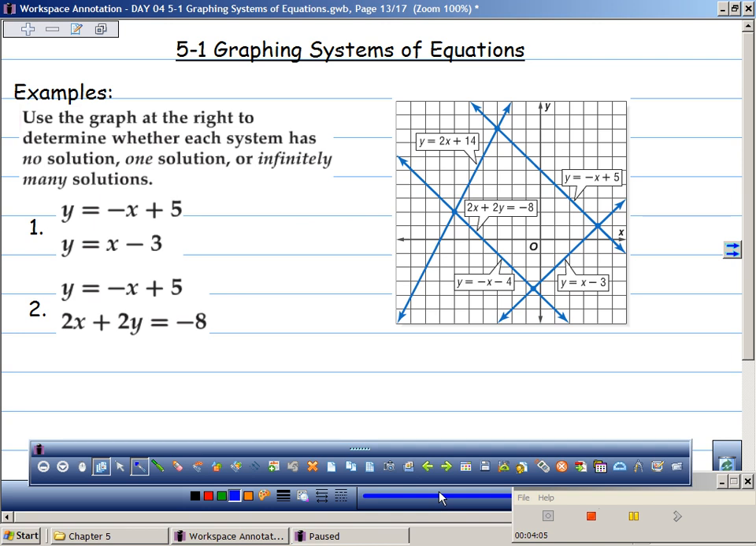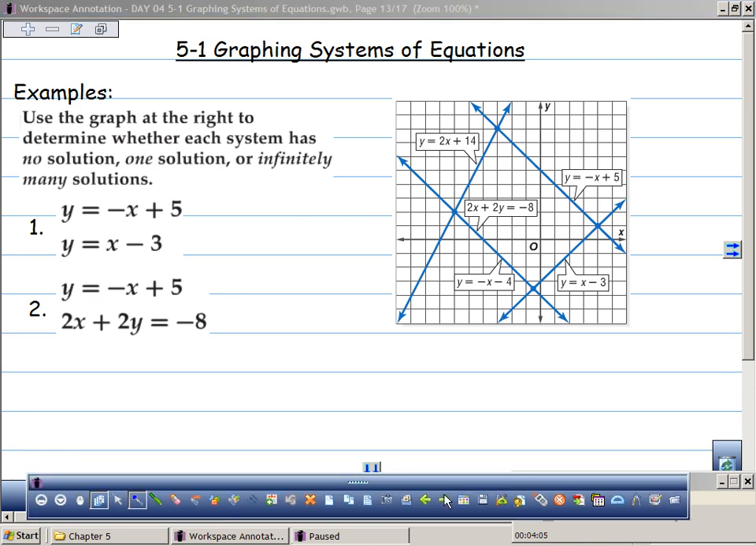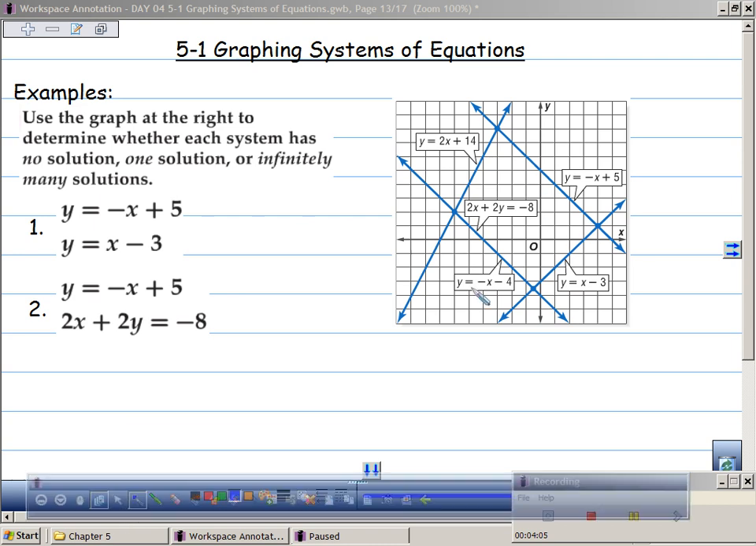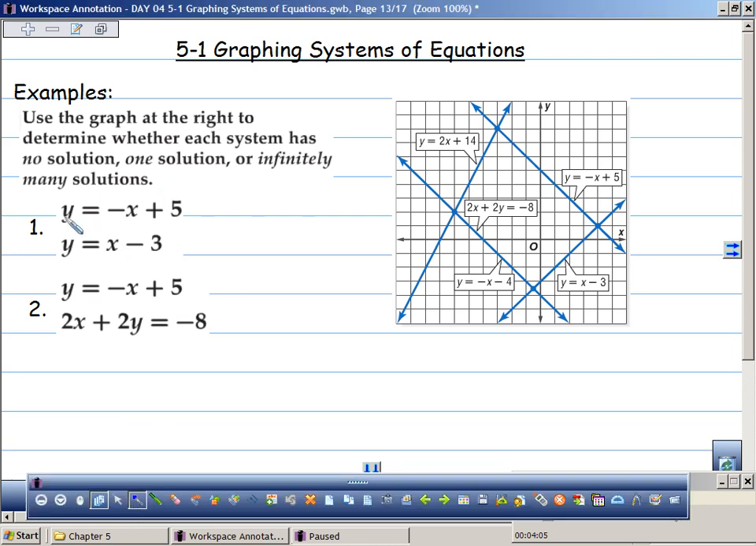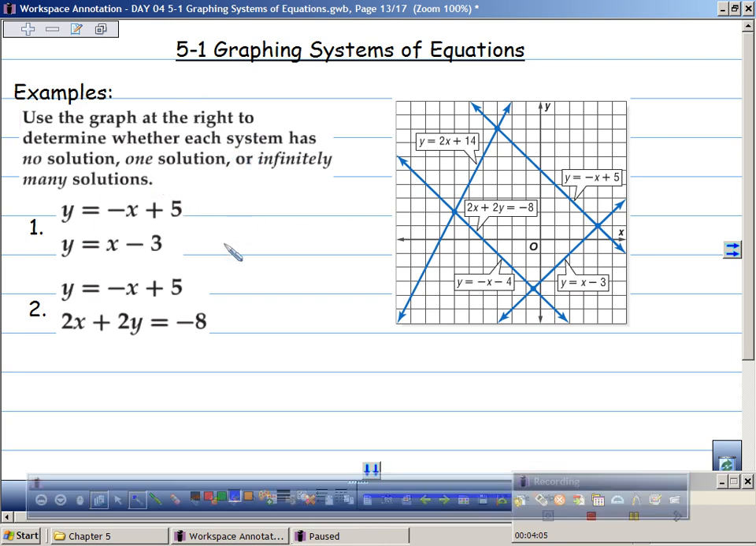Okay, let's look at these. Go ahead and put your pencils down and let's just examine these for a second. I know some of them are hard to see, so we'll just talk about them. So y equals negative x plus 5. I'm sorry, I should explain. Number one is I want you to determine whether each system has no solution, one solution, or infinitely many solutions. So let's look at this one. Negative x plus 5. Let me find that in here. That's right here. That's this line.